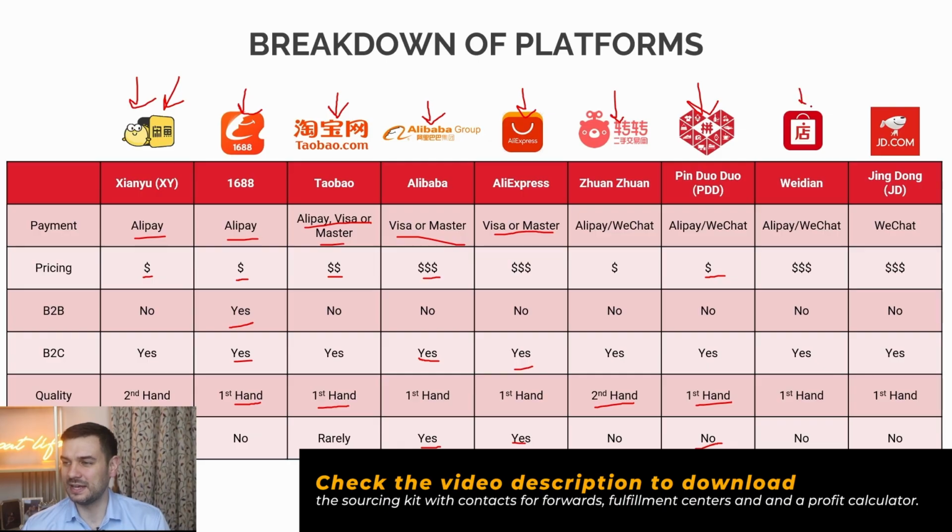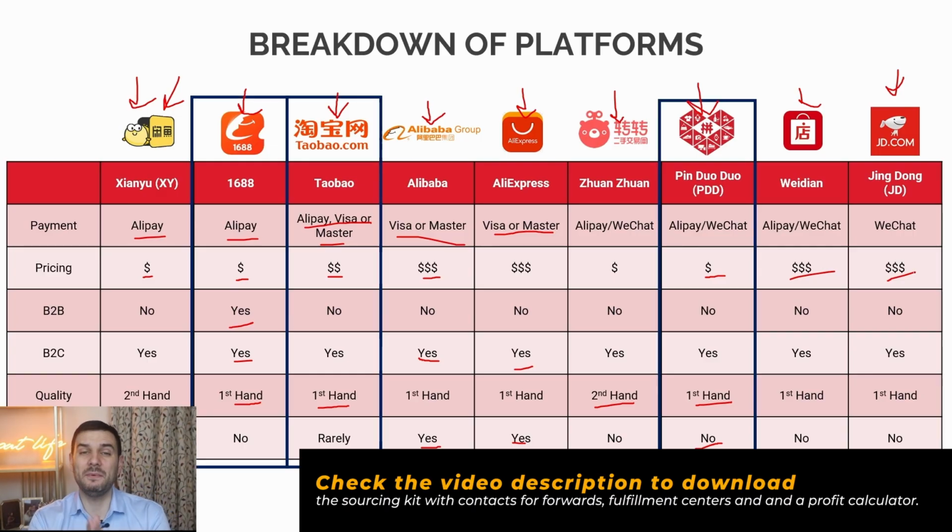Then lastly, you have Weidian and JD. These are platforms that specialize in certain goods like electronics or kind of the high end. The pricing is definitely the most expensive. I wouldn't touch these if you're doing it for your business when it comes to shipping overseas or anything like that. So what I'm going to cover are these three platforms: 1688, Taobao, and Pinduoduo.